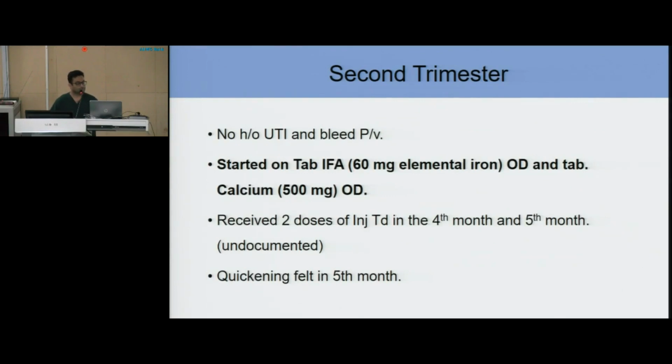There was no history of UTI or bleed per vaginum. She was started on tablet iron folic acid, 1 tablet daily, and tablet calcium, 1 tablet daily. She received 2 doses of TD in the 4th month and the 5th month. Still, it was undocumented. Mother felt quickening in the 5th month.